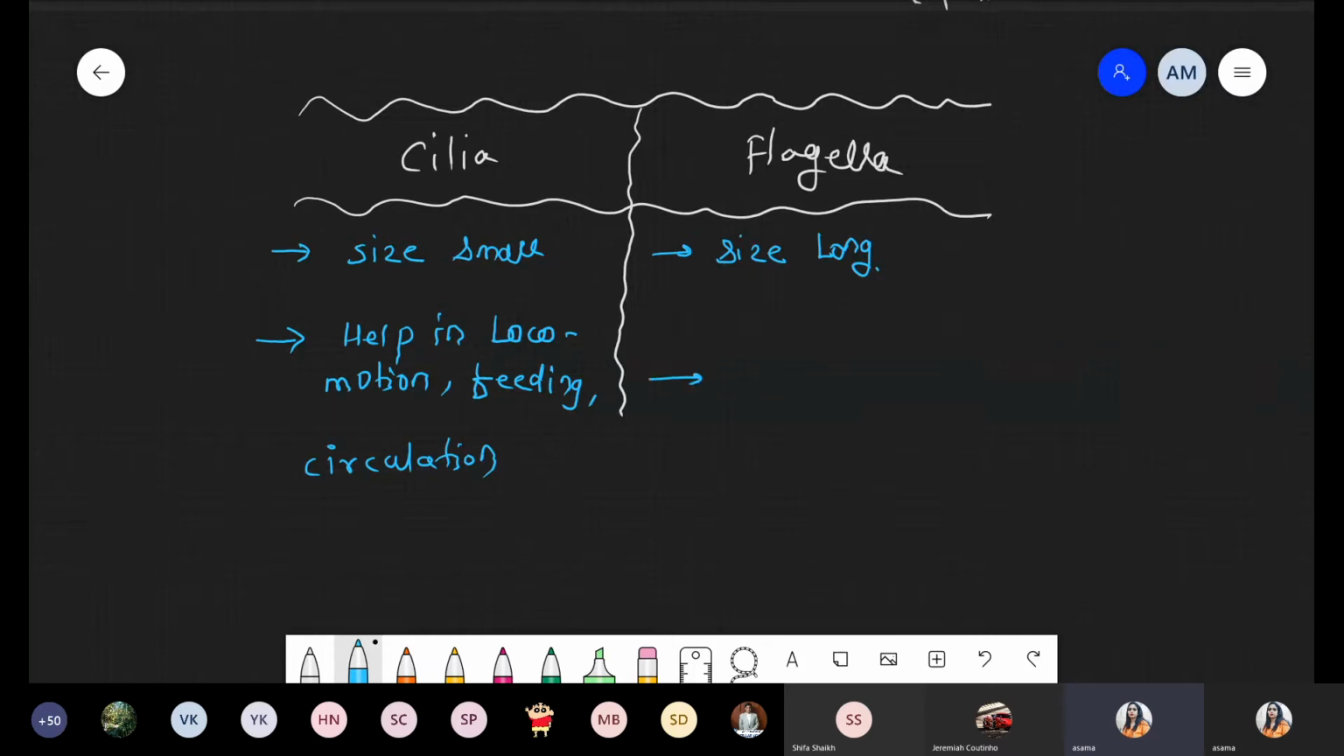And when we are talking about flagella, definitely one and only function, movement, or simply you can say that the function is locomotion. Now, next part we are talking about is the structure of cilia and the flagella, and here we specifically mention 9+2 arrangement. Got it? So should I continue with structure? Yes, ma'am. Okay, very good.